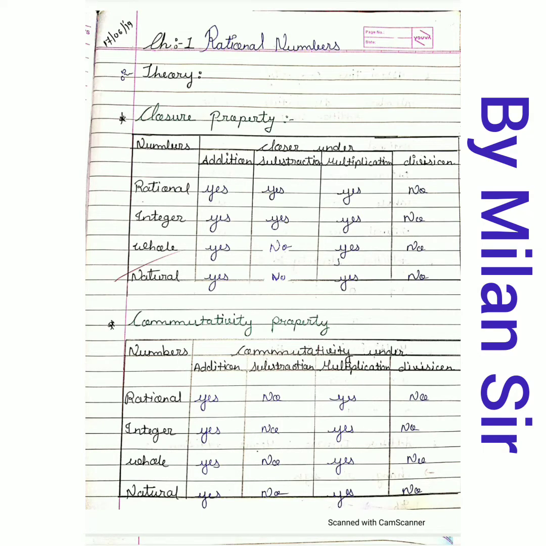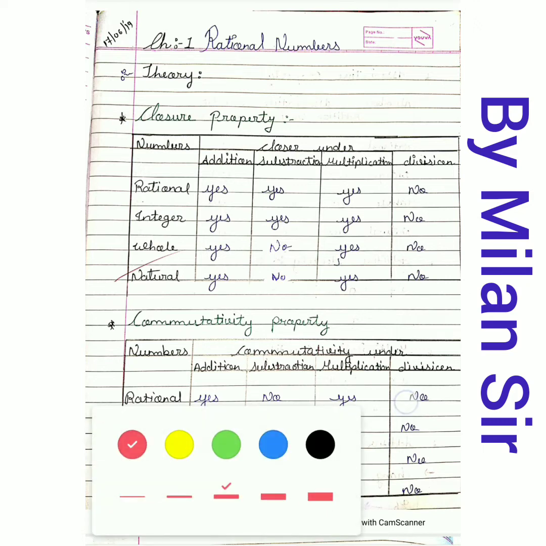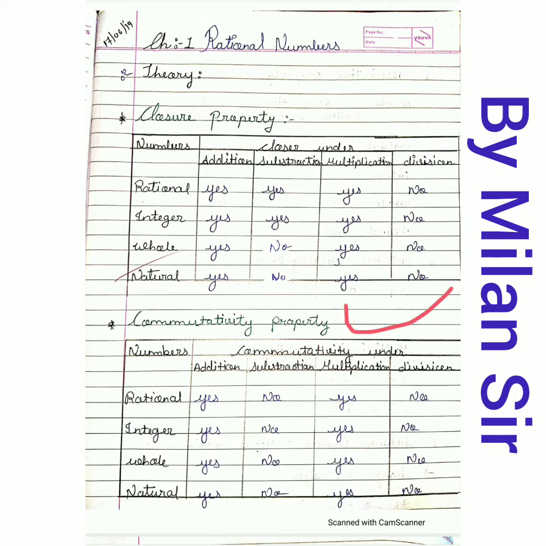In this video, I will explain the commutative property and the associative property. So let's start. First of all, the commutative property. Commutative property means, if we think about two numbers and the addition process, that a plus b is equal to b plus a. That means if we can change the order, then the commutative property is applied.